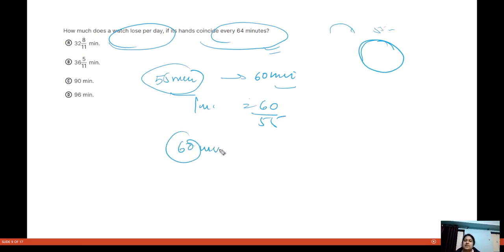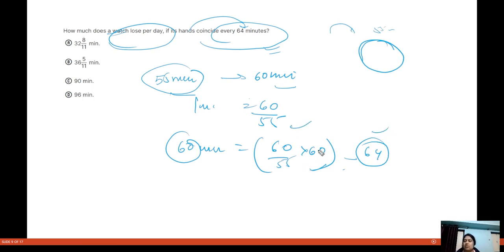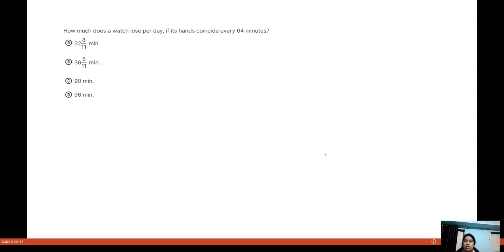So in 60 minutes, actually this much is covered, but it is saying that we are now coinciding every 64 minutes. First we were coinciding in every this much minutes, now we are coinciding in every 64 minutes. The loss is asked, so the loss is this much. We get 16 by 11 as our loss. And then obviously you know the entire calculation, we already did it.